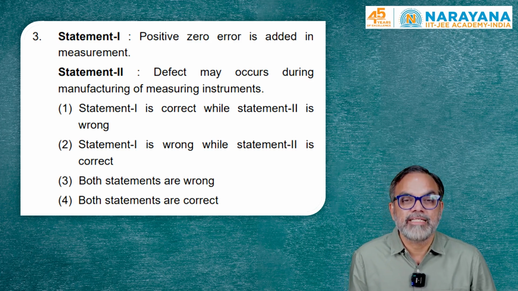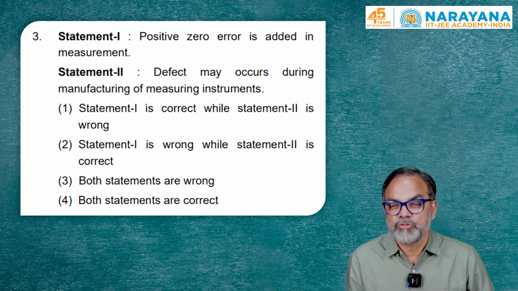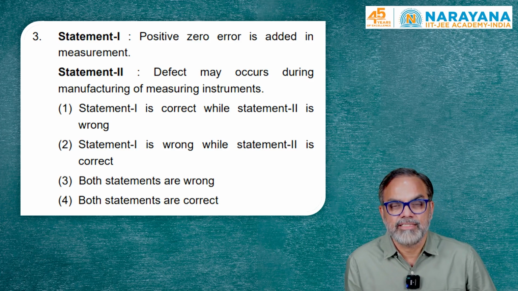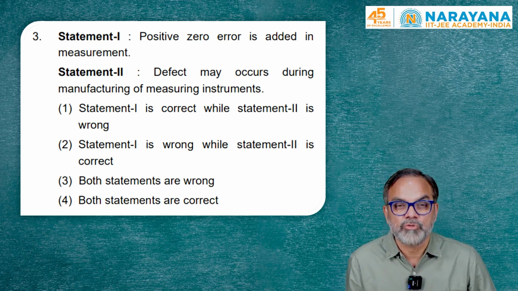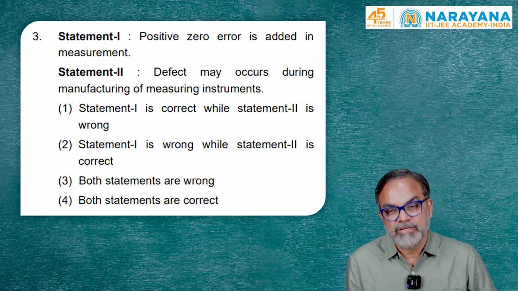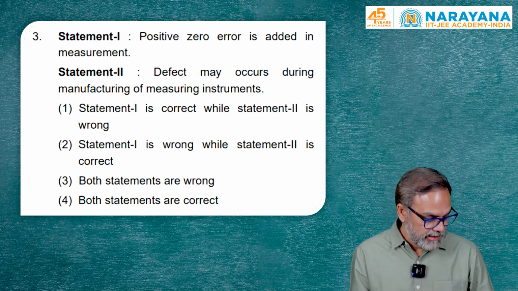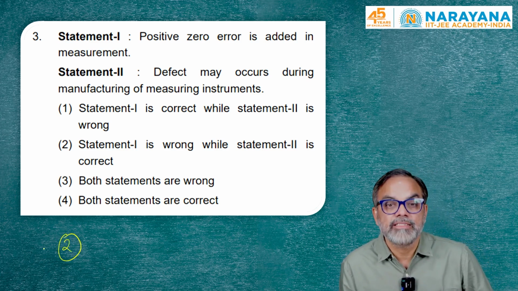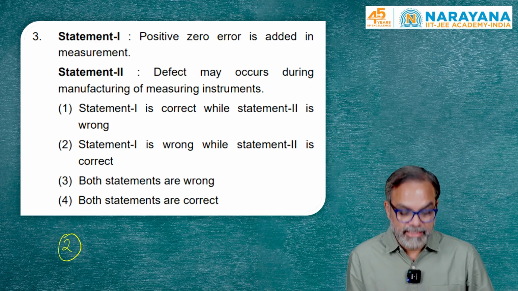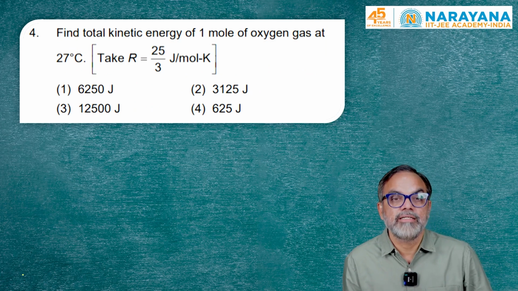Let's read the second statement, which says defect may occur during manufacturing of measuring instrument. Yes, this is a possibility. Although tremendous care is taken while manufacturing measuring instruments, there may be some inherent manufacturing defect. So there is a possibility. So the right answer will be the second one, that is, statement one is wrong, while statement second is correct. So let's move ahead, and here is the fourth question.